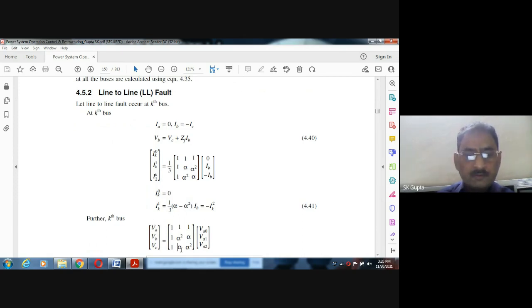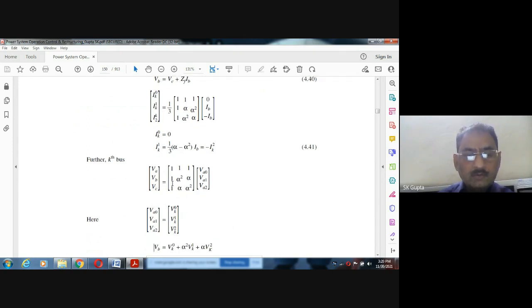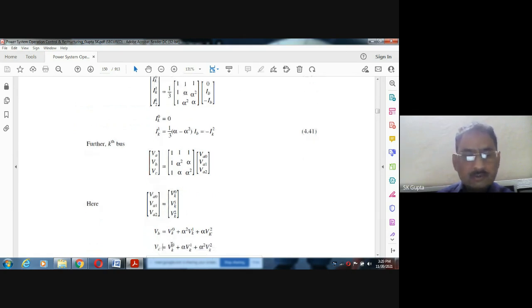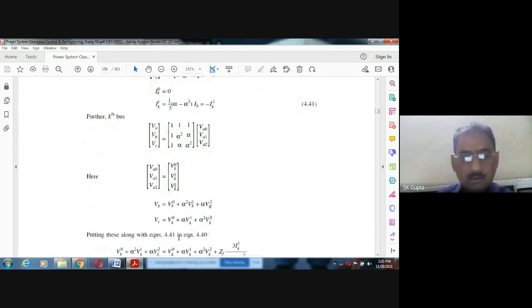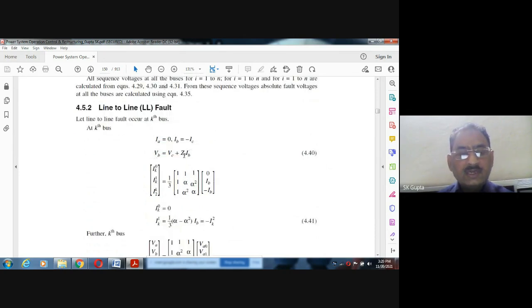so for VB and VC, this voltage and current equation we can write in this form. VB is equal to VK0 plus alpha square VK1 plus alpha VK2. Similarly VC. We can write these two equations for VB and VC, and when you put them into the first equation, with VB, VC and ZF IB. And what is IB? From here we will remove the unbalanced quantities, VB, VC and IB, and convert them into sequence voltages and currents.